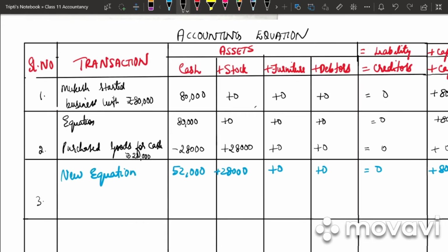Next third we have purchased goods on credit, rupees 20,000.